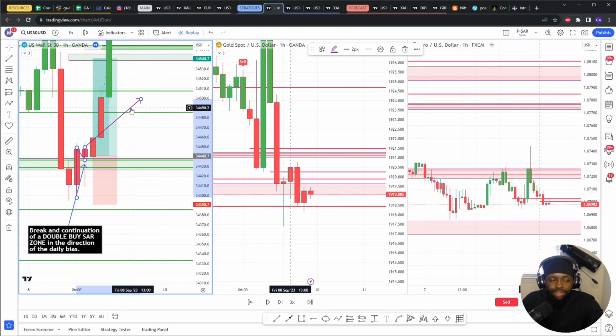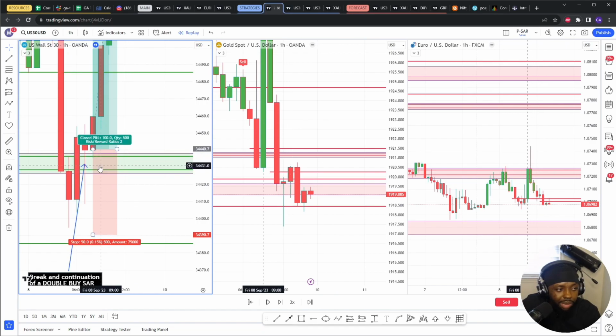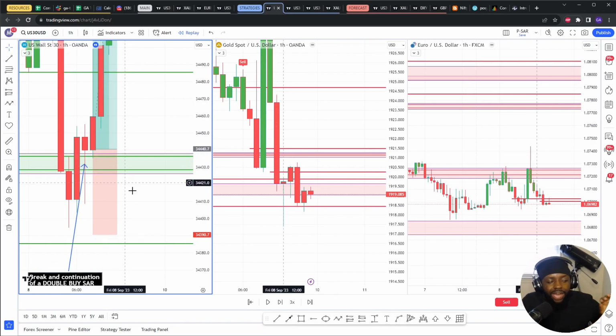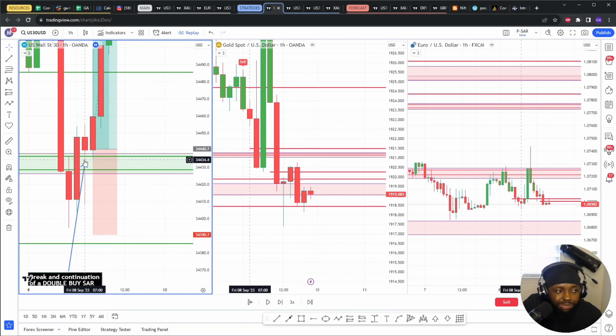Now the other entry you can have for a buy, after price broke above this zone, is a test and rejection. For a buy, to get a test and rejection, the zone has to be below where price is. For example, you can see this zone right here. Same zone, test. You want the first candle to test that zone and close above it if you're looking for a buy. So this candle gave you the test. You can see it tested the double SAR and closed above it.